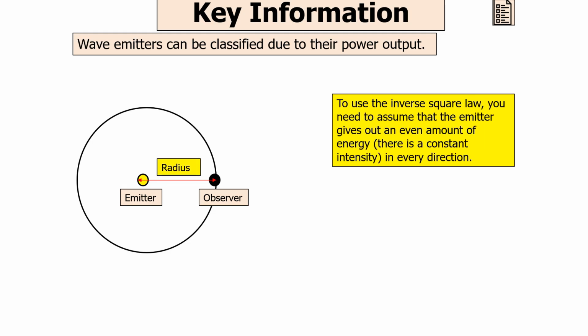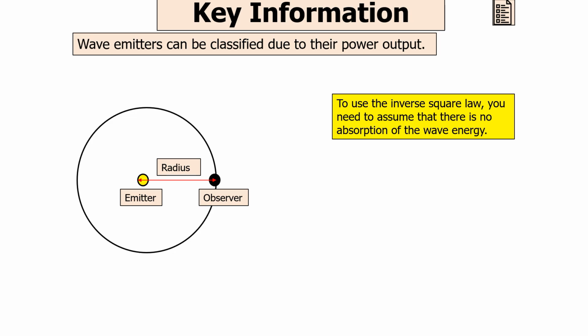To use the inverse square law, you need to assume that the emitter gives out an even amount of energy, with a constant intensity in every direction. In addition, you need to assume that there's no absorption of the wave energy.